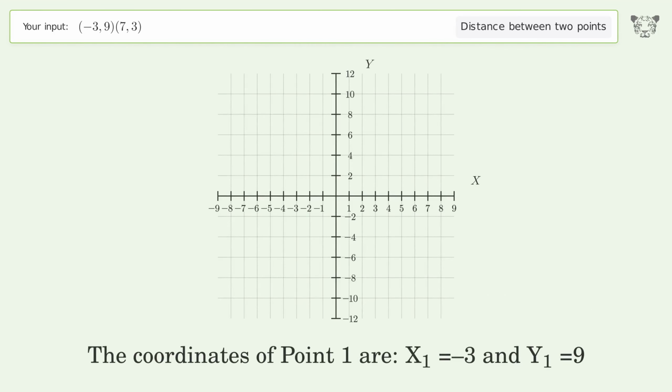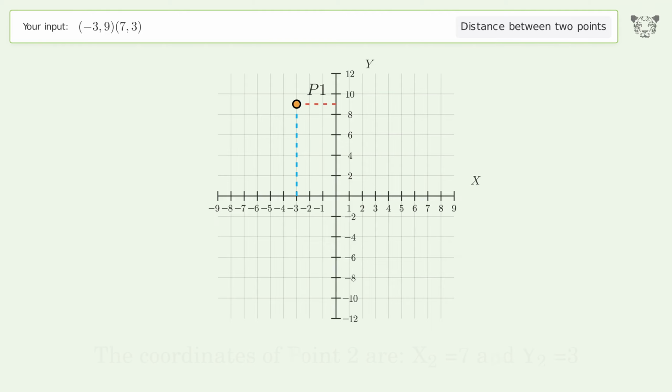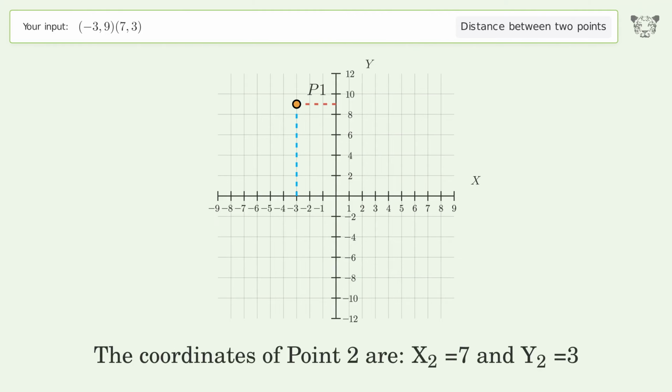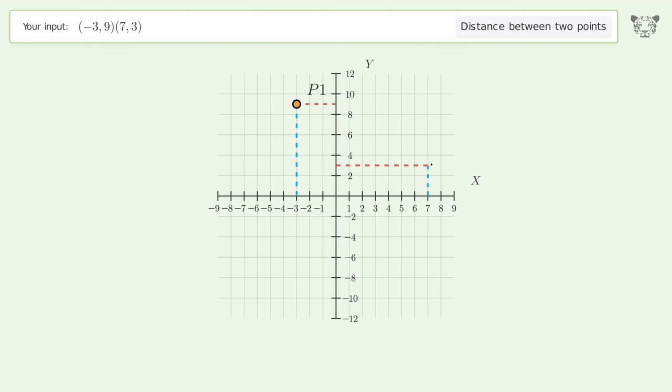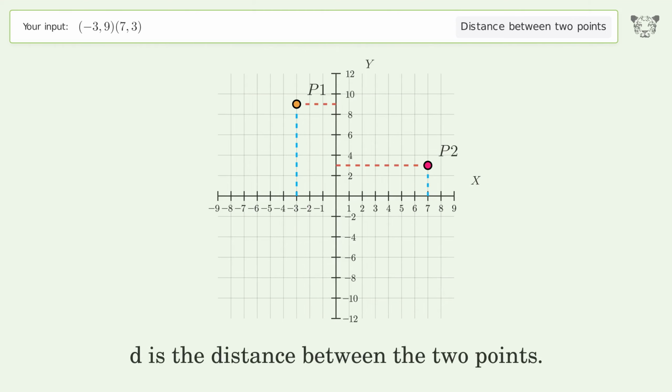The coordinates of point 1 are, x1 equals -3 and y1 equals 9. The coordinates of point 2 are, x2 equals 7 and y2 equals 3. D is the distance between the 2 points.